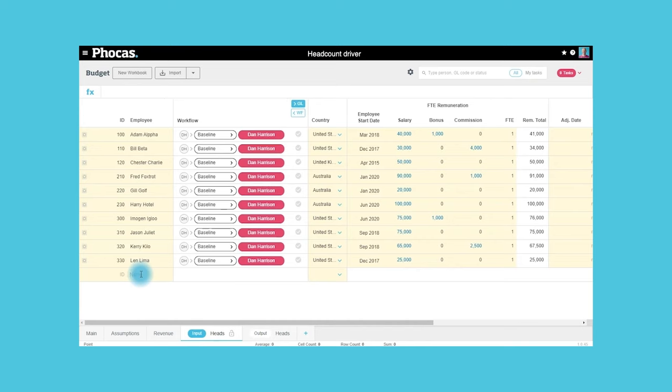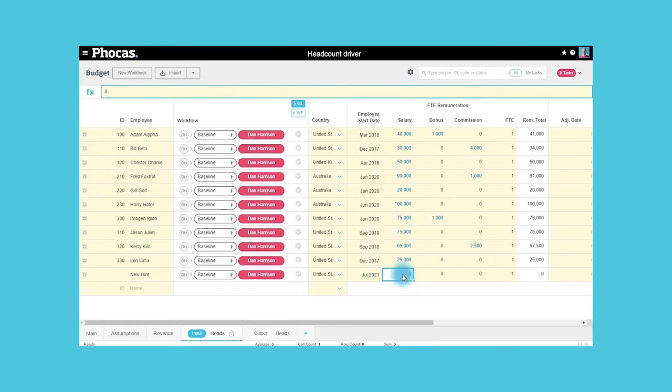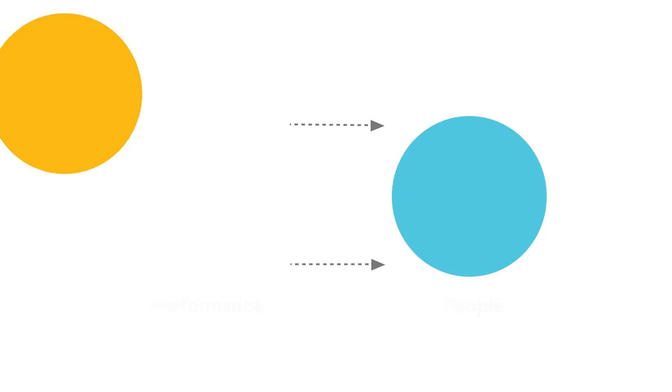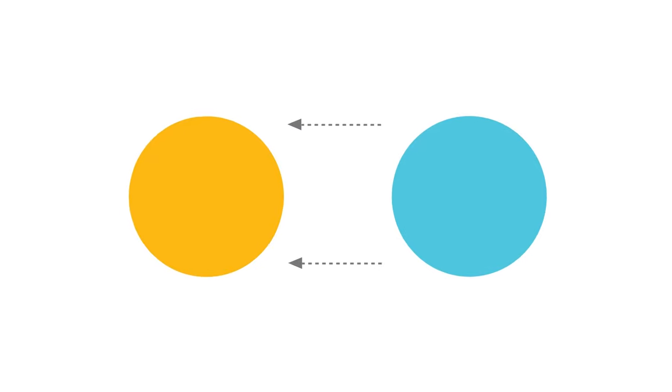Using Headcount Driver, a new feature in Phocas's budgeting and forecasting solution, human resources planning feeds intelligently into your budgets and forecasts. Headcount can now be an integral part of your financial and operational planning. Now, your largest cost item can be driven by or drive other parts of your modelling.